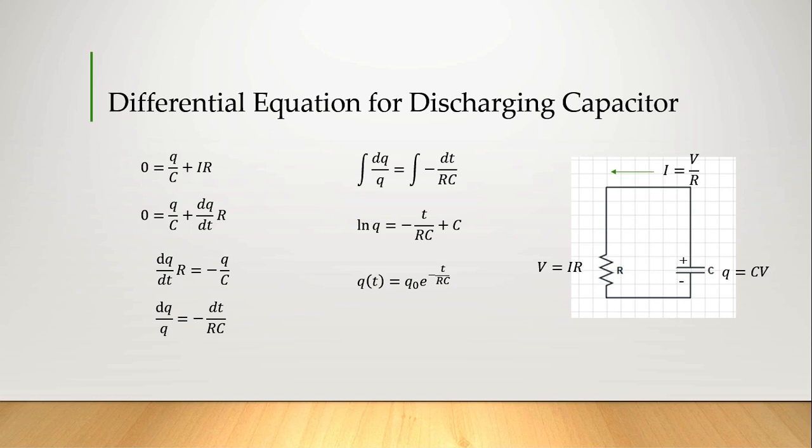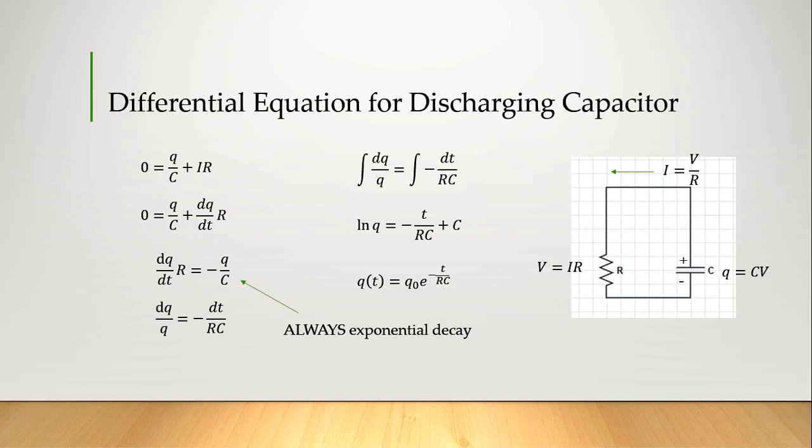Remember, when you add exponents, it's like multiplying numbers together. And so really we say this e to the C is just some constant. We don't really know what it is, but we can say that that constant is the initial charge on the capacitor. So here we have a function of charge on the capacitor that's related to RC, that time constant, time t, and the initial charge of the capacitor.